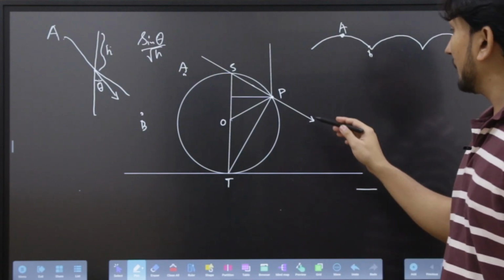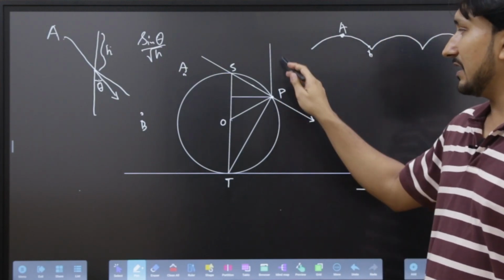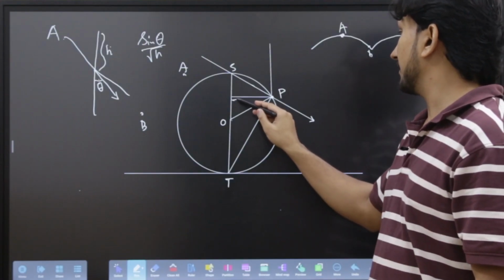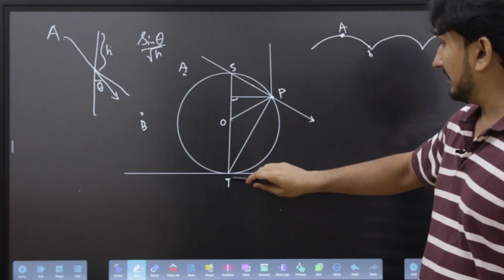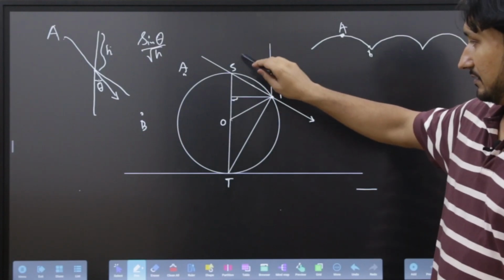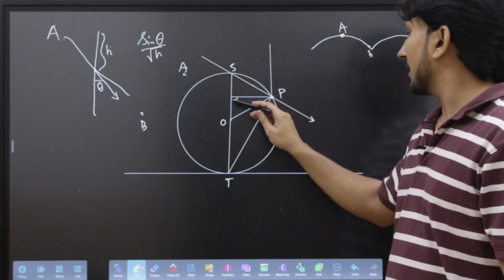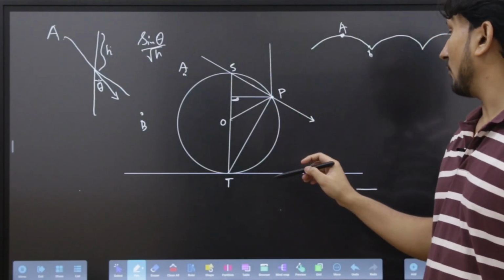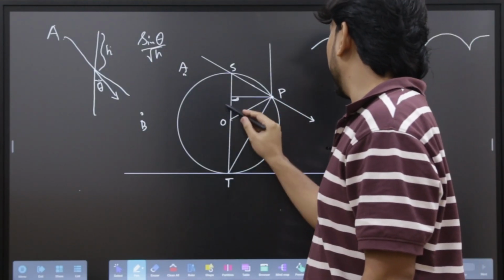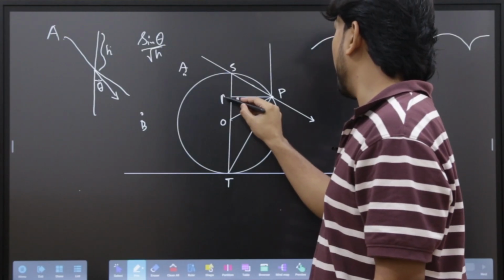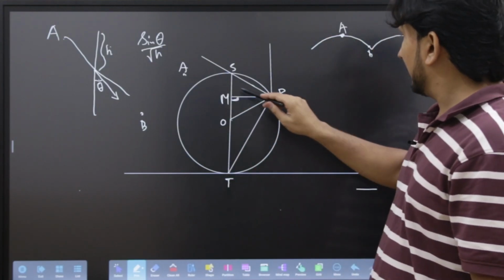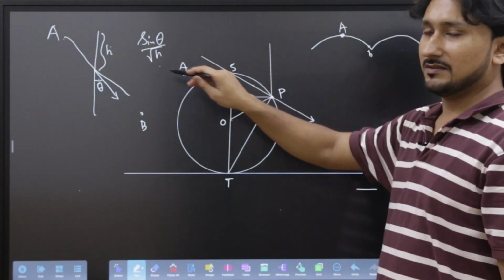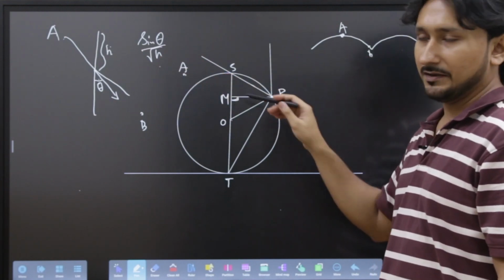Okay, so the height that P has fallen is nothing but this. Let's name the points. By the way, this is just a vertical. This is a diameter. Now, if I draw a perpendicular like this and call it, say, M, then the distance SM is basically h, the distance by which the point has fallen.